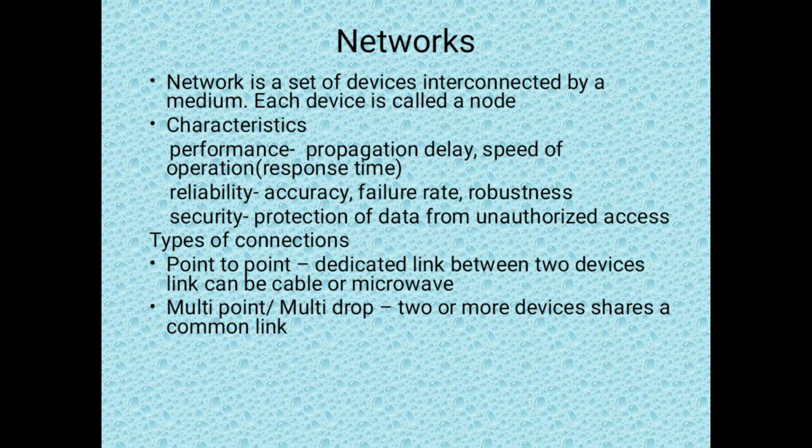Network. Network is defined as a set of devices interconnected by a medium. Each device is called a node. The characteristics of the networks include performance, reliability and security. Performance is nothing but the propagation delay. It should avoid the delay of data as well as improve the speed of operation, that is the response time. Reliability includes the accuracy and the failure rate of data being transferred, and robustness. Security, the protection of data from unauthorized access.